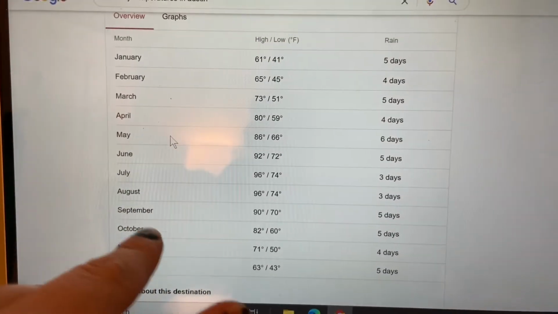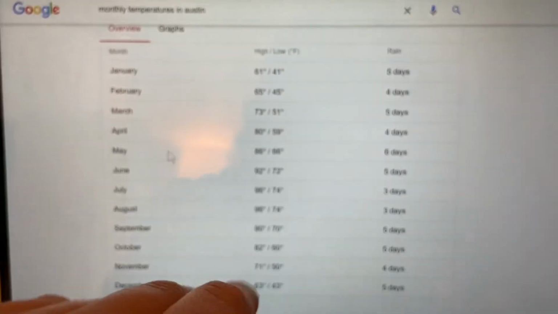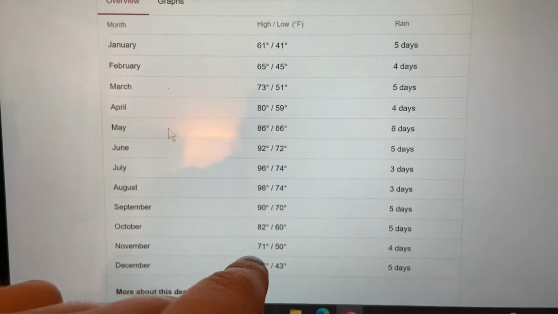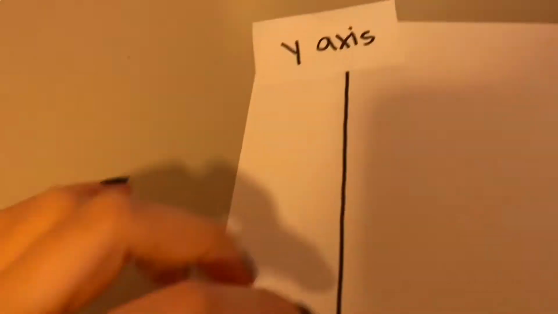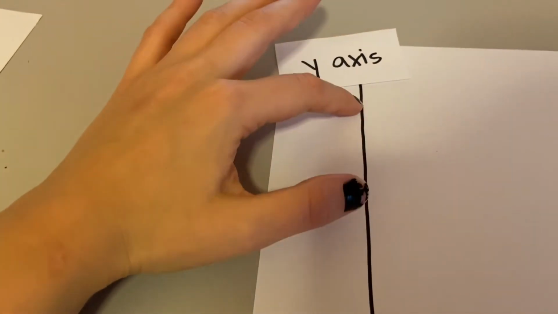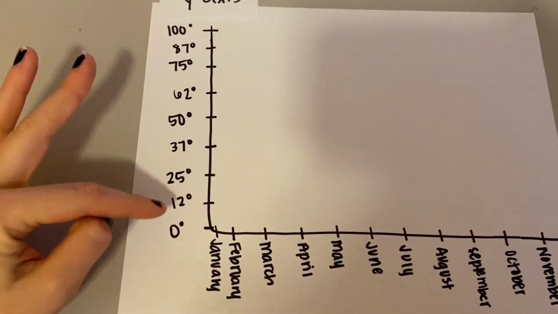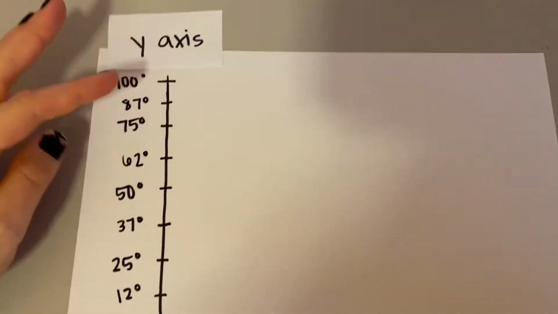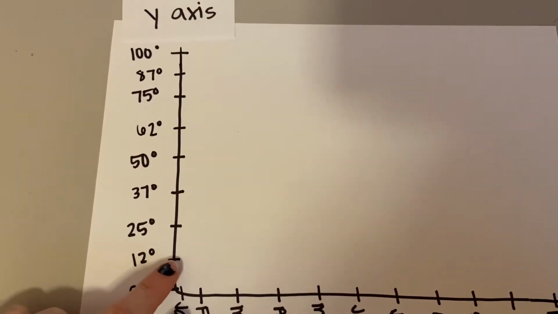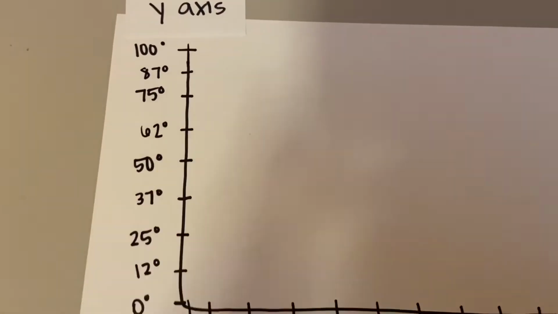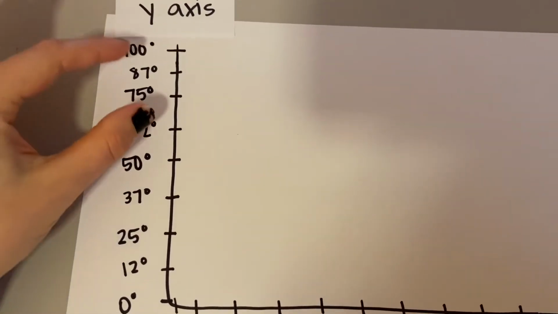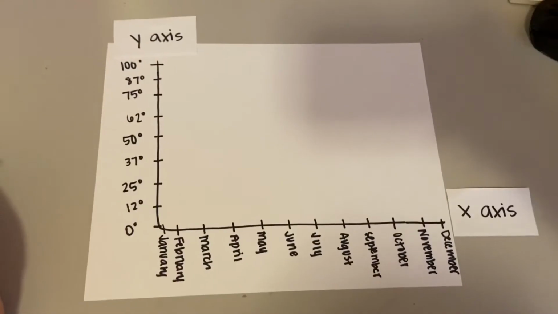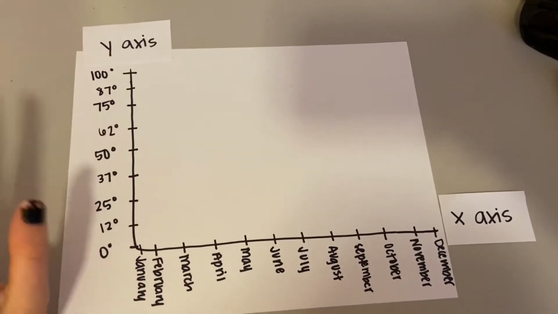Now we're going to go back to our data. Then I'm going to be looking at the highest average temperature of the month, and it looks like it gets up to about 96 on average. So I'm going to make some tick marks up to the number 96. But actually, I just did it to 100 to make it easier to make the spacing, so I made it every 12 or 13. And so we will be able to see the average high temperatures. Now that we have our graph ready, let's start plotting the points.